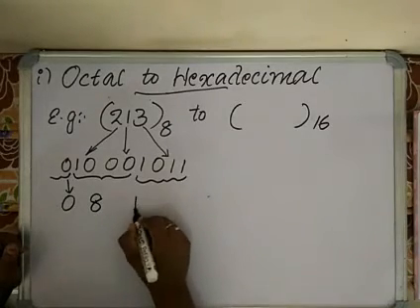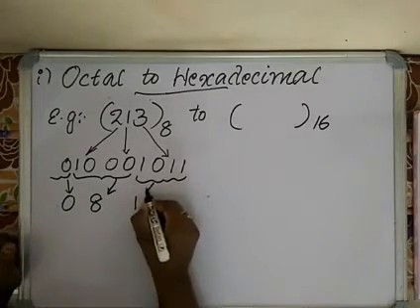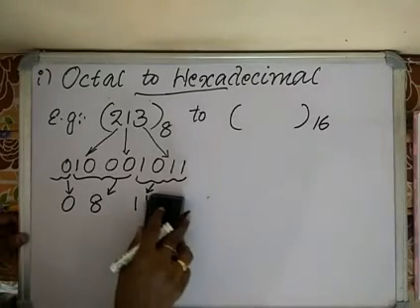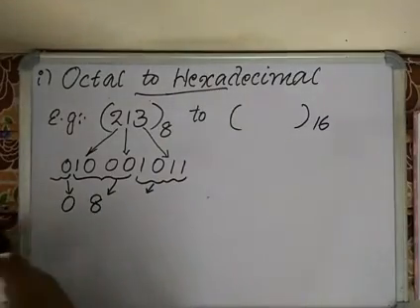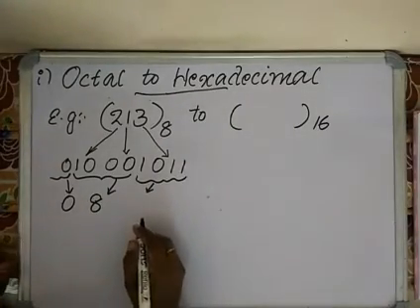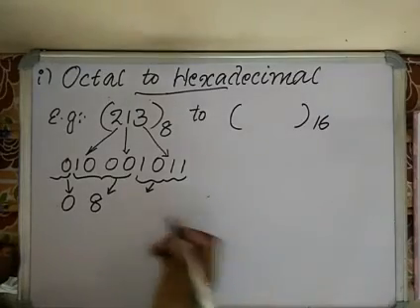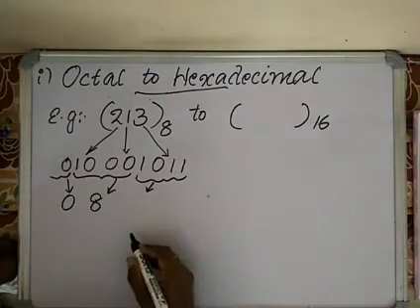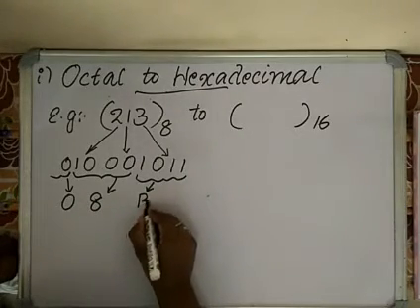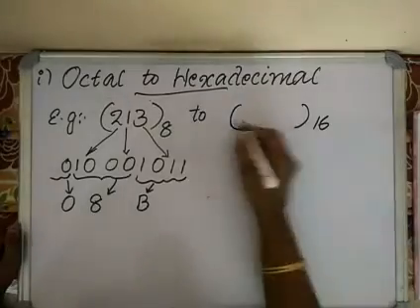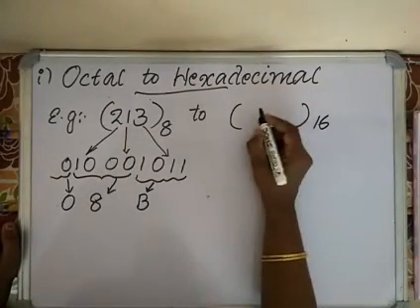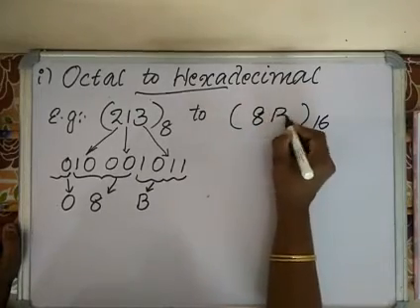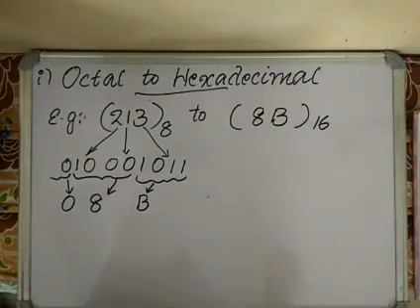1011 means actually 11. But we don't write a digit greater than 9 in our hexadecimal. We have alphabets from A to F to represent the hex numerals, representing the decimal 10 to 15. So 1011 means 11 and its equivalent is B. So 213 in octal form is equivalent to 8B in hexadecimal form.